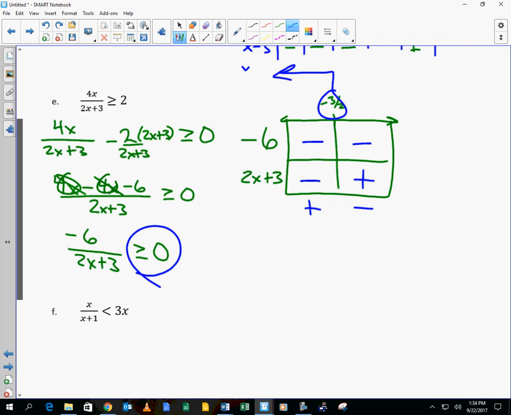Now, should I fill in the circle or should I leave it open? This tells me to fill it in, but it would give me 0 in the denominator, wouldn't it? So -infinity to -3/2 with a parenthesis, not a bracket.